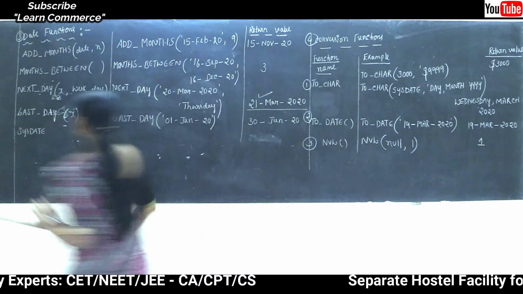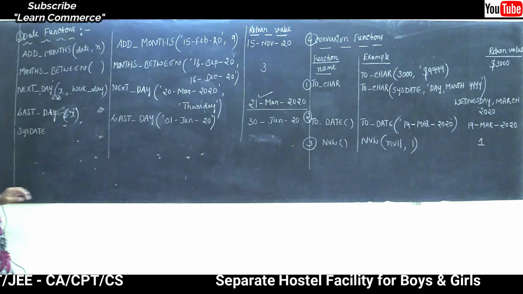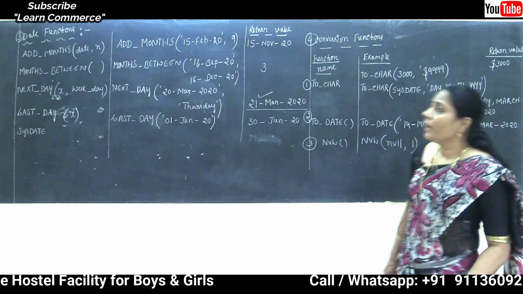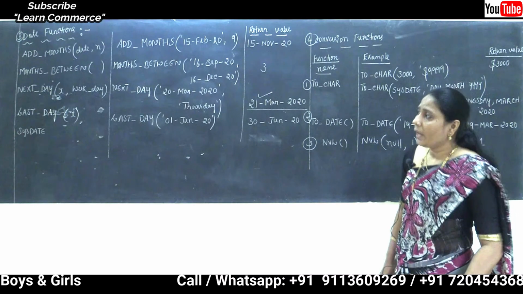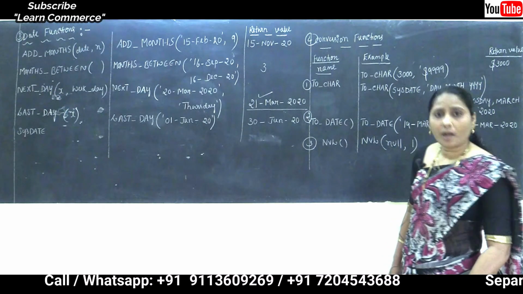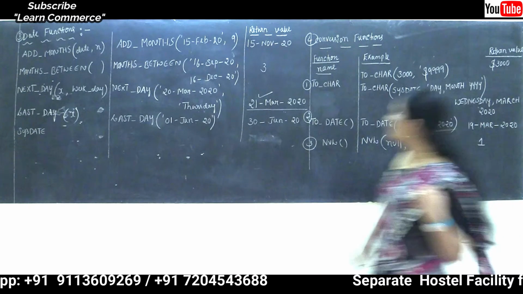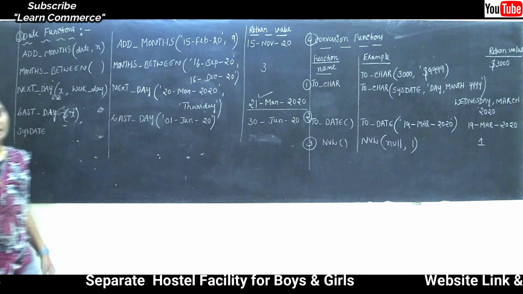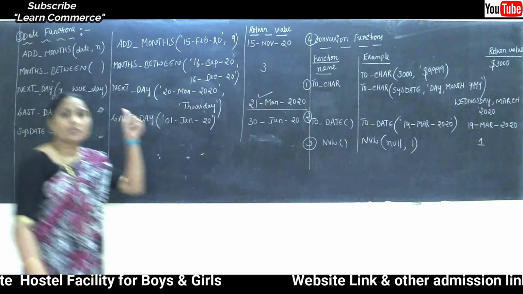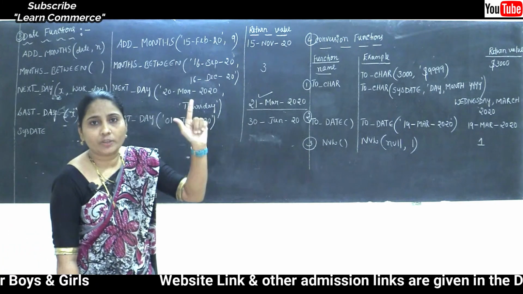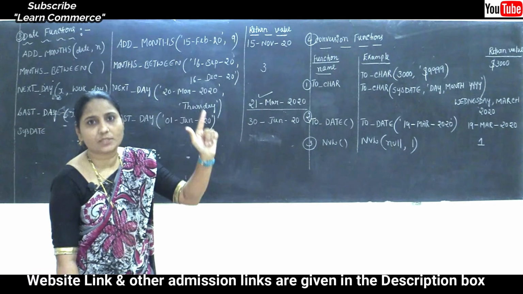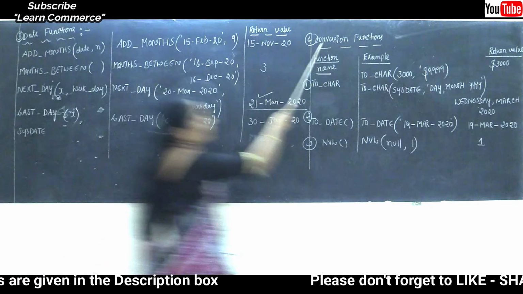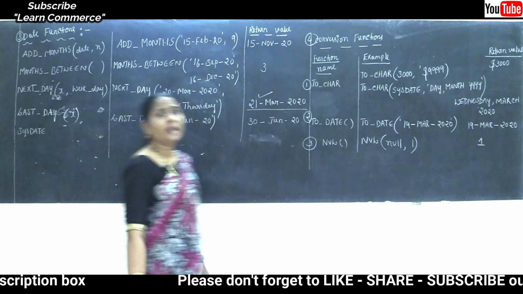And after completing some functions in our date functions, the functions are add_months, months_between, next_day and last_day, and also sysdate. The last concept in this chapter is the conversion functions. Why? Because there are 4 types. First one is the numeric function, second is the character or text function, third is the date functions, and the fourth is the conversion function.